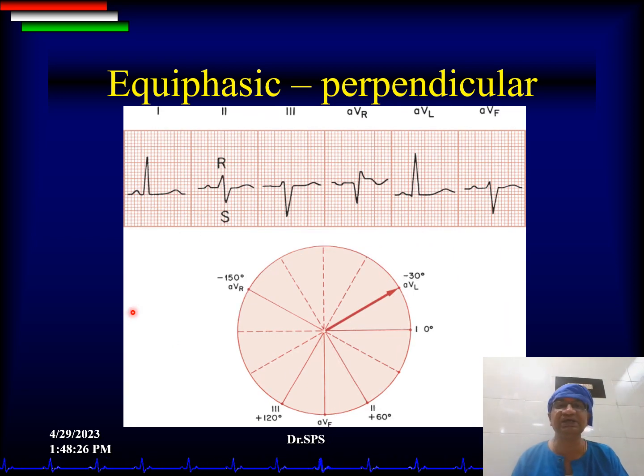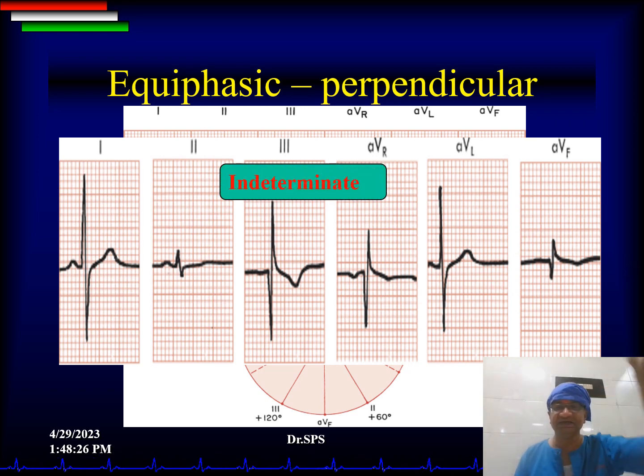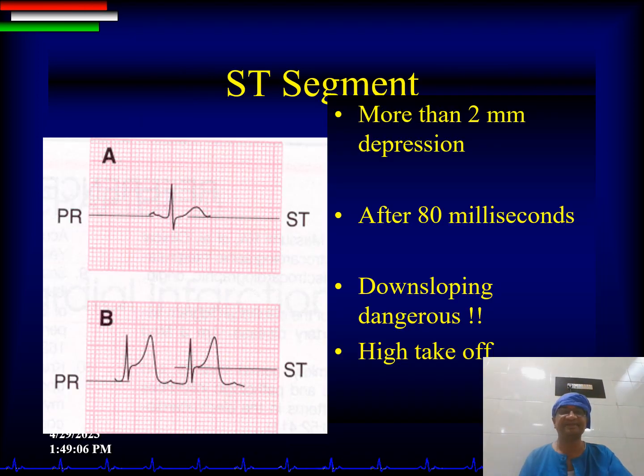Now sometimes you see here, where is the equiphasic? This is the equiphasic, this is lead 2. Where is lead 2? Lead 2 is here. This is perpendicular, aVL. So here you can see this is also equiphasic and this is also equiphasic. Then we call it an indeterminate axis. Some cardiologists usually write no indeterminate axis. This is what an indeterminate axis is.